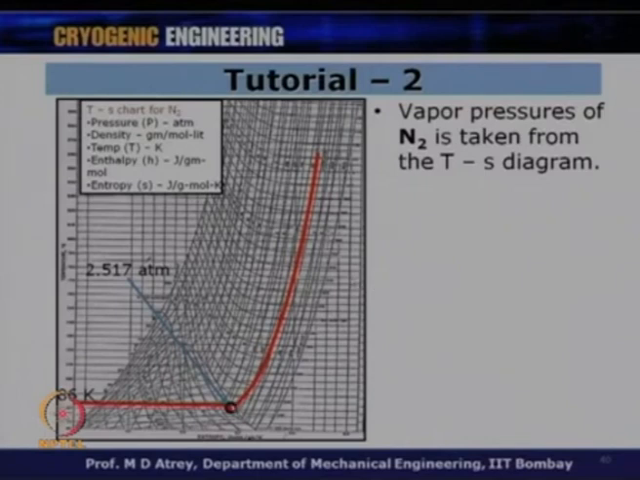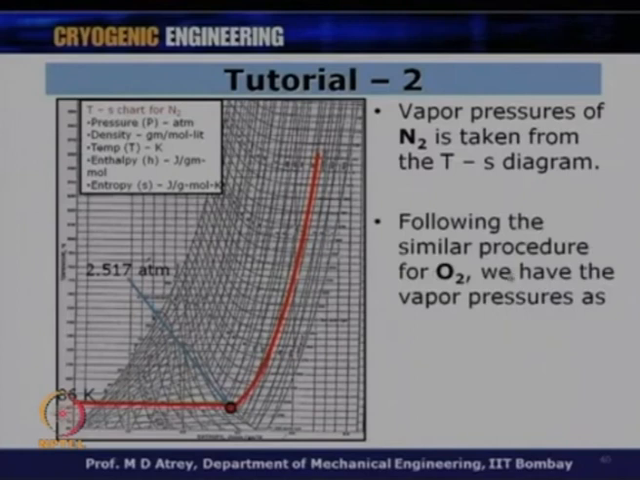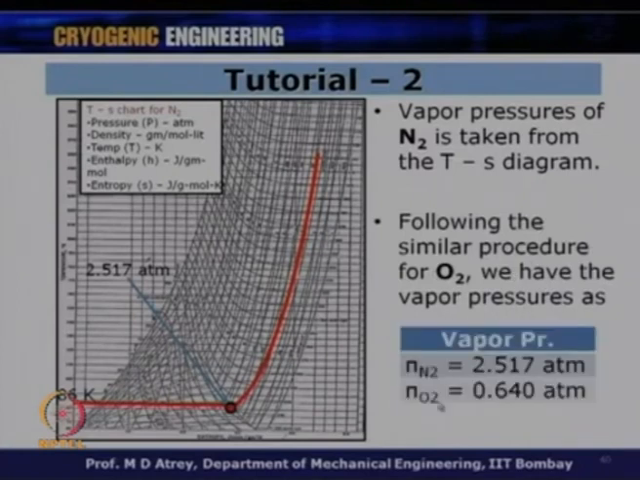This is a function of only temperature, and the vapor will exist only up to the critical temperature of nitrogen. All right. So, vapor pressure is given normally below the critical temperature of a given component or gas. Following a similar procedure for oxygen, we have the vapor pressure for oxygen also, which happens to be 0.64 atmosphere. So, pi N2 is 2.517 atmosphere, and pi O2 is 0.640 atmosphere.